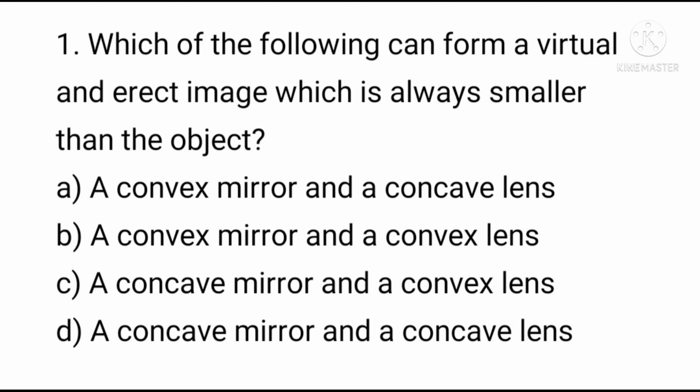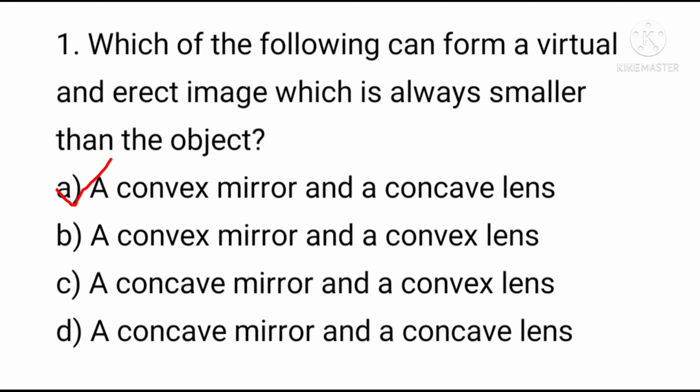First one, which of the following can form a virtual and erect image which is always smaller than the object? Option A, a convex mirror and a concave lens. Option B, a convex mirror and a convex lens. Option C, a concave mirror and a convex lens. Option D, a concave mirror and a concave lens. Correct answer is option A, a convex mirror and a concave lens.